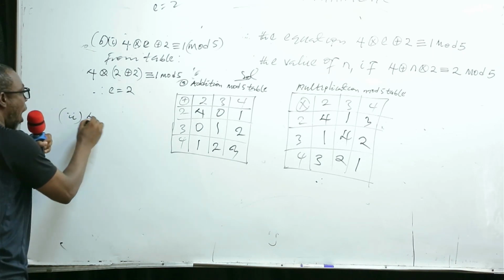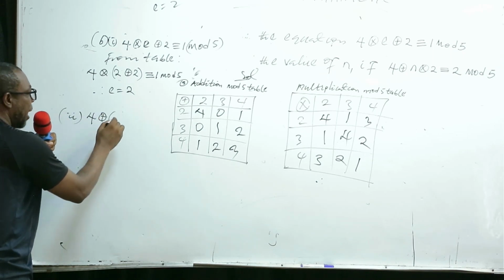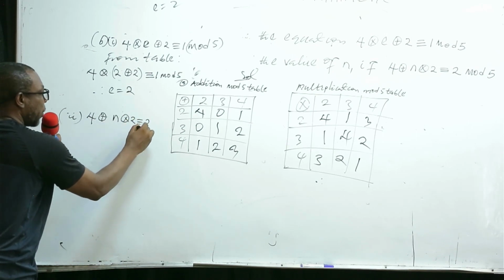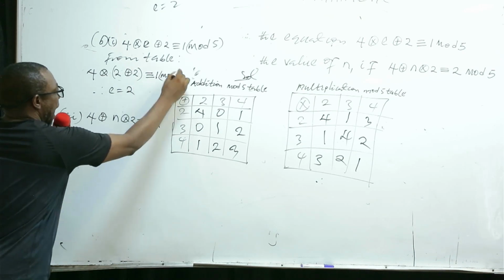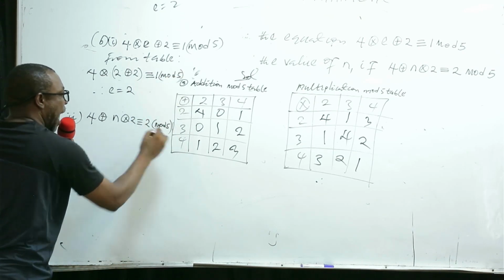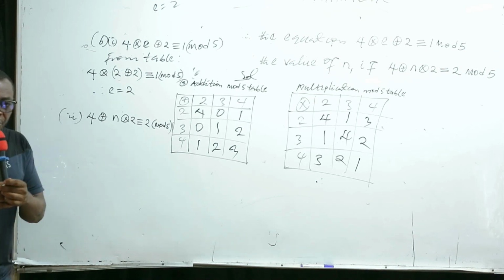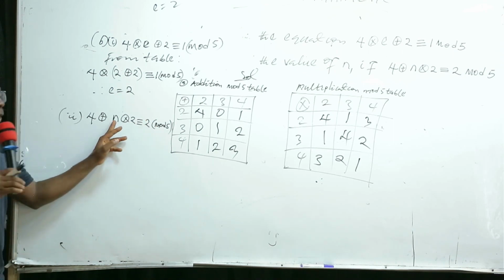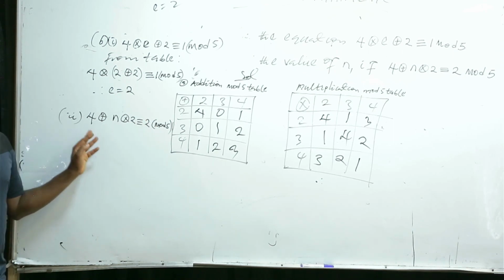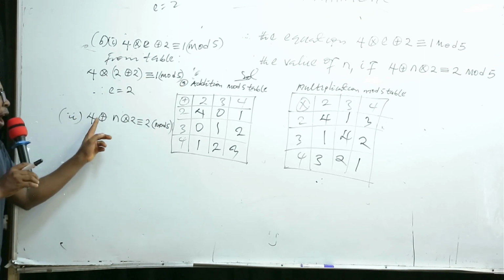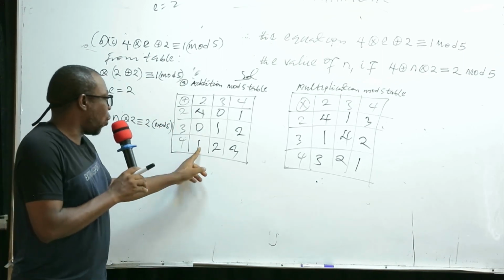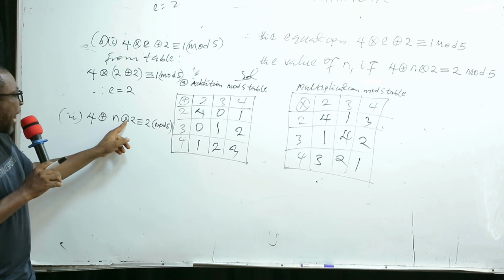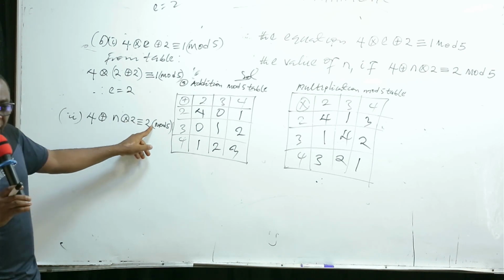The next one will be 4 operation addition and operation multiplication 2, congruent 2, yes? Mod 5. Now, let's do addition first. Now pick N to be 2. Please don't give me the value from the table. 4 plus 2. It is 1. Is it 1? Now 1 times 2. Does it satisfy?